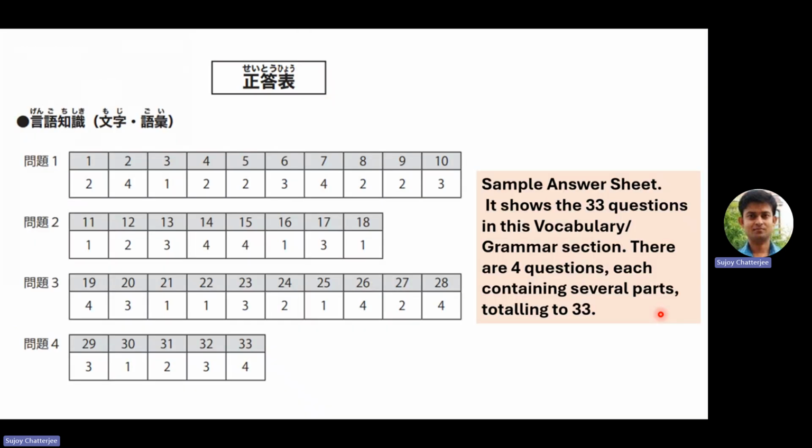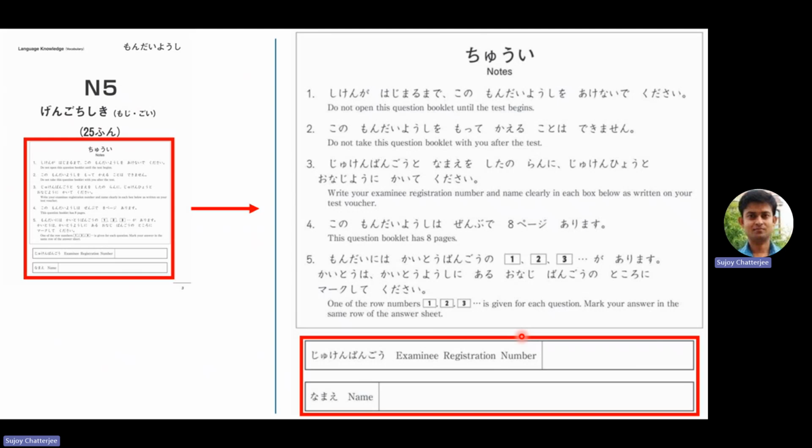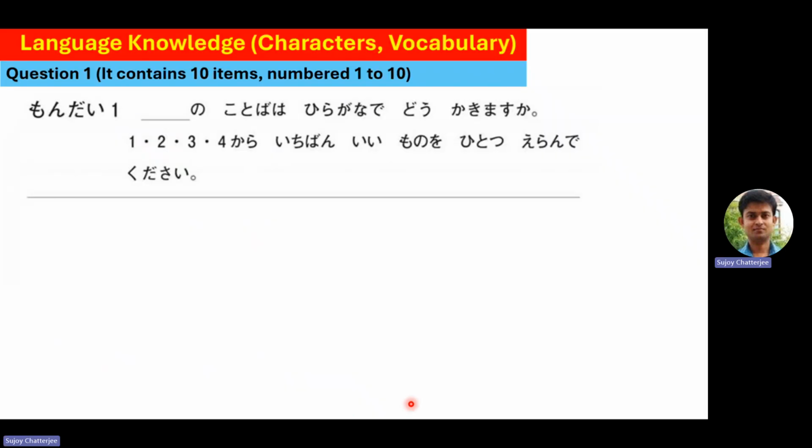So now if you look at the answer sheet, this is how the answer sheet looks. This is for the first section. There might be an optical mark reader, where you have to shade the answer, or it may be manual. In that case you will have to write the answers. Finally, the first page of the notes contains the examinee registration number and the name, which you have to write from your test voucher. So with these instructions, now let us move to the questions.